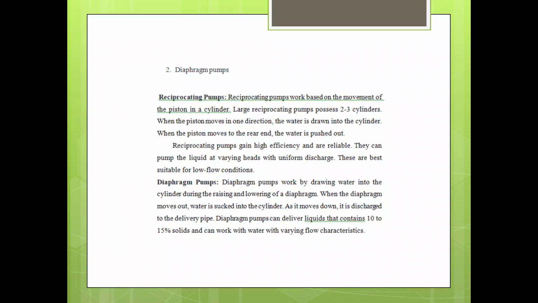Reciprocating pumps work based on the movement of the piston in a cylinder. Large reciprocating pumps possess 2 to 3 cylinders. When the piston moves in one direction, the water is drawn into the cylinder. When the piston moves to the rear, water is pushed out.